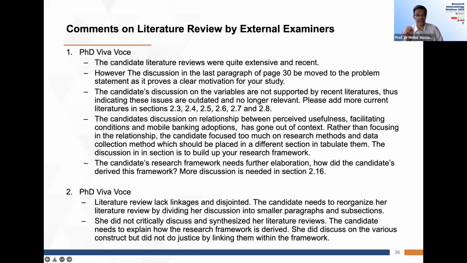You must discuss how that particular research framework is derived from your earlier discussion. Why are you using this variable? Why are you not using the other variable discussed earlier? Support it with your literature review. Okay, now I want to go to two.